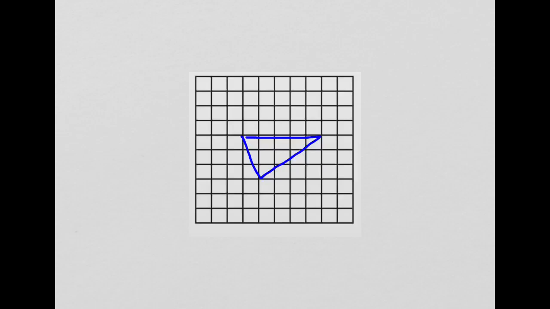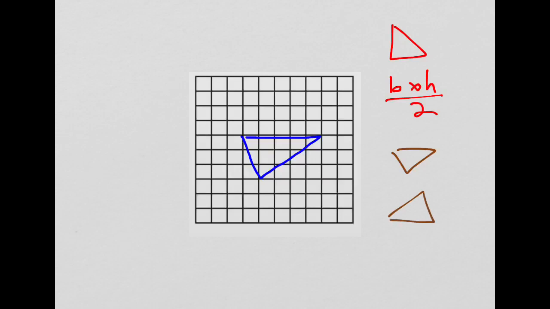In the previous video, Biff learned that the area of a right angle triangle was base times height divided by 2. But he questioned, would that work for all triangles, especially ones that are not right angles, that have different shapes? And in this video, we're going to prove that it is true.